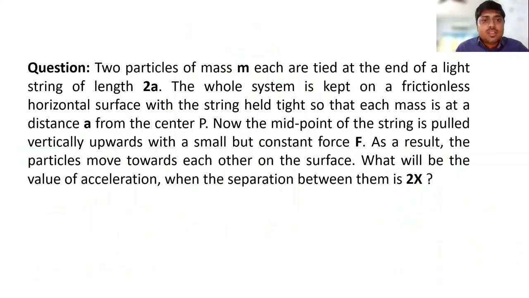Our next problem is: two particles of mass m each are tied at the end of a light string of length 2a. The whole system is kept on a frictionless horizontal surface with the string held tight so that each mass is at a distance a from the center P. Now the midpoint of the string is pulled vertically upwards with a small but constant force F. As a result, the particles move towards each other on the surface. What will be the value of acceleration when the separation between them is 2x? So let's first understand this problem.